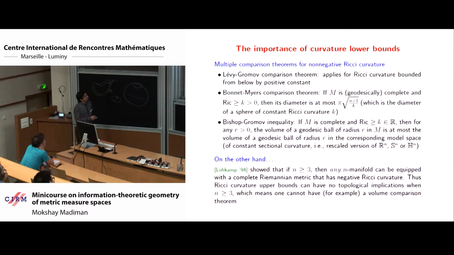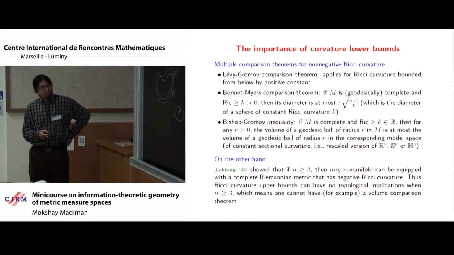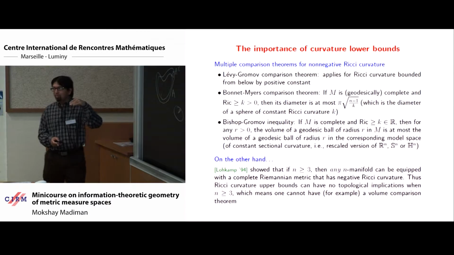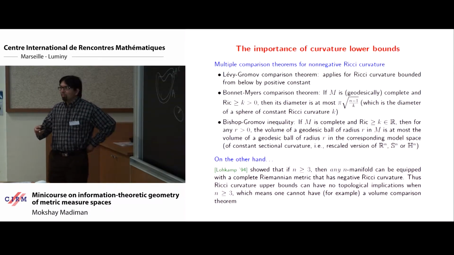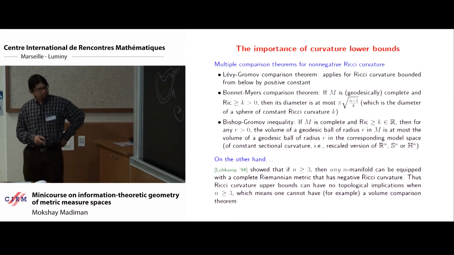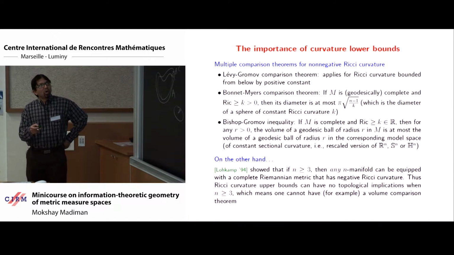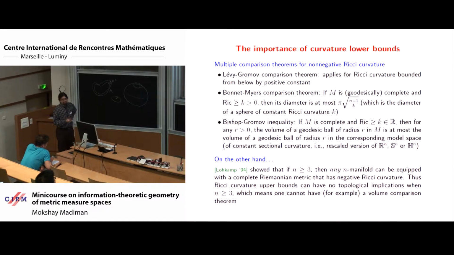So there are many other comparison theorems for non-negative Ricci curvature as well. I'm not going to go through them in detail, but I mentioned the Levy-Gromov comparison theorem. There's also the Bonnet-Myers comparison theorem, which talks about the diameter, or the Bishop-Gromov inequality, and so on. All these say that if you have some lower bound on the Ricci curvature, then you can compare with the sphere of the same constant Ricci curvature. The thing to note here is that it's lower bounds on the Ricci curvature which are important, not just the value of the Ricci curvature.